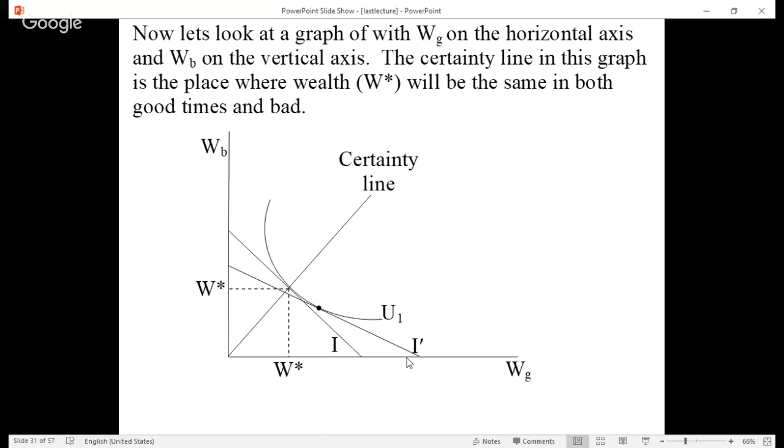Right. And that's going to equal pi over 1 minus pi, because PG is equal to pi and PB is equal to 1 minus pi. So yes, the slope of this indifference curve is the ratio of prices, PG over PB. I have another indifference curve here, I prime, when insurance isn't fairly priced. In this case, where the slope equals our indifference curve is over here, where we end up with more wealth in the good state and less wealth in the bad state. In other words, when we don't have fairly priced insurance, we only partially insure the bad state.